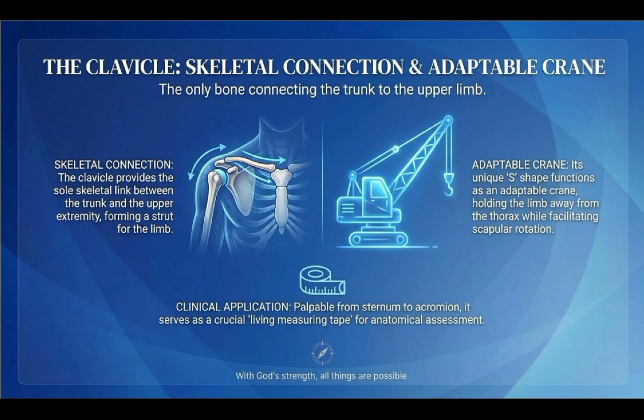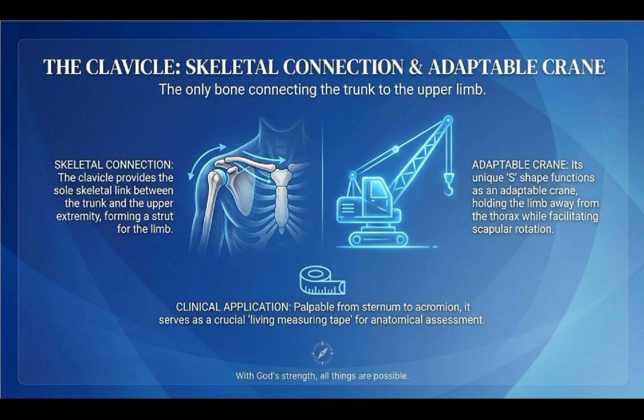And this clavicle is palpable. So when we say clavicle is palpable, what does that mean? It is visible. It's something you can touch. It's something you can feel. So just touch your clavicle. That region is called the what? The clavicle.